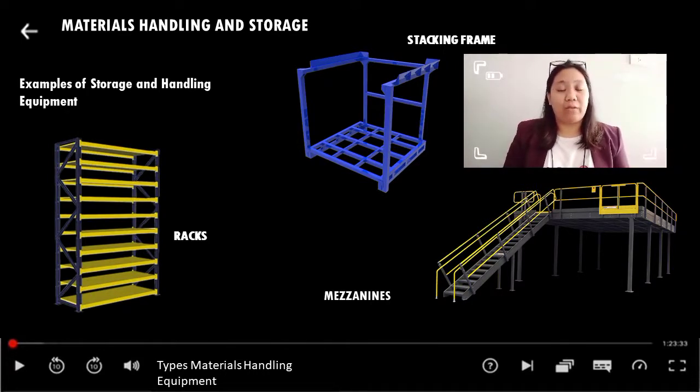And next is the stacking frame. So para saan ba yung stacking frame? The stacking frame is used for materials or products that are fragile because it avoids crashing. Kaya meron siya, 'di ba, sa dalawang tabi ng bakal para hindi magdikit or hindi mag-crash yung isang product sa isa pang product. And next is the mezzanine. So what are mezzanines for? It is used to create additional space.